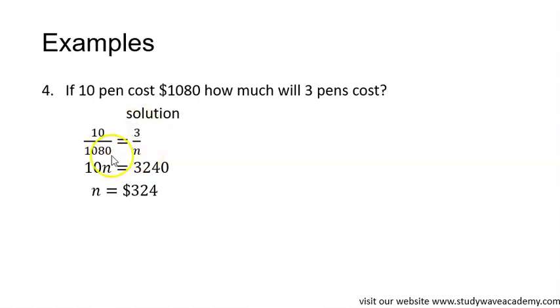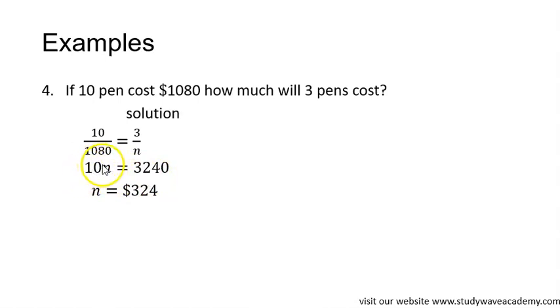What do we do? We cross multiply. We are looking for n, we cross multiply. So 10 times n is going to give you 10n, and 3 times 1,080 is going to give you 3,240, okay? So now we are looking for n, so how do we isolate n? We divide both sides by 10, right? To let n stand on its own. So divide both sides by 10.